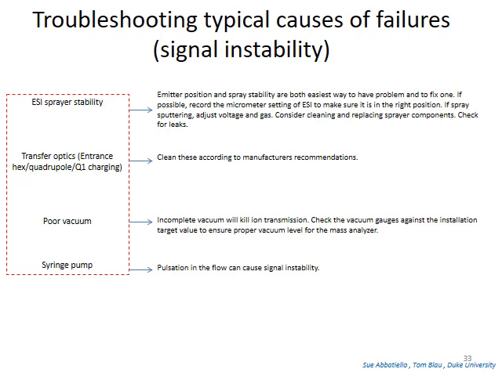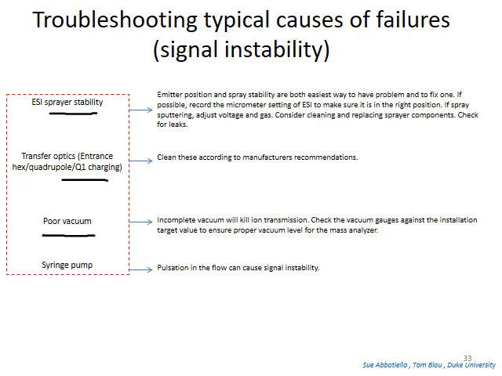For signal instability, you may check the capillary needle protrusion as well. Contamination in transfer optics would affect instability as well. Therefore, venting the instrument and cleaning the optics are necessary. Similarly, poor vacuum can also affect signal stability.